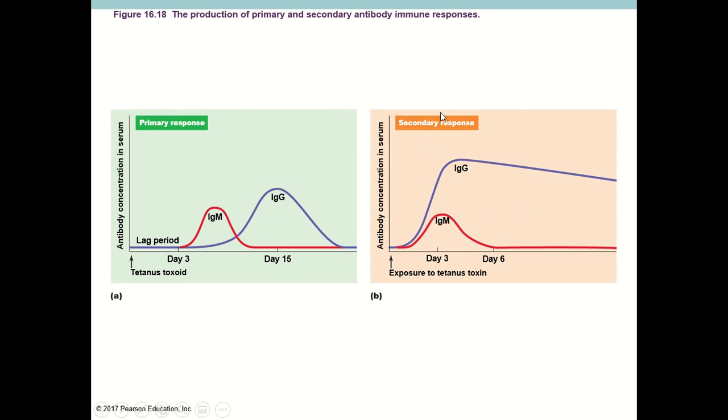Now, a secondary immune response takes less time. Why would that be? Because that person has already been exposed to the virus before. Therefore, within 3 days of infection, they're going to have a high amount of IgG. Keep in mind that these were immature. Sometimes they weren't even there, or at least in the primary response they were not there.